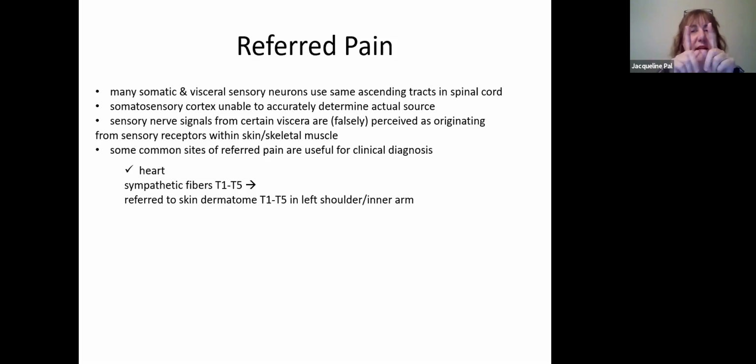And the problem is because they travel together, now they're right next to each other. And the brain is not able to accurately figure out, is this coming from that or is it coming from this? Okay. And because of that, those nerve signals from some of those viscera are falsely perceived as coming from the somatic sensory neurons. So the organ sensation is falsely perceived as coming from either the skin or skeletal muscle. So there are a couple really cool ones which are very useful for clinical diagnosis.